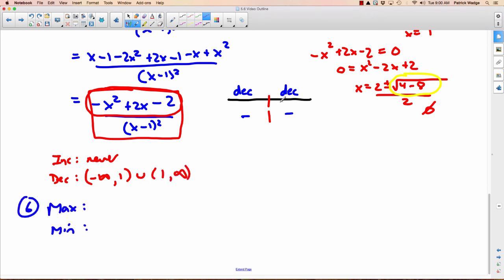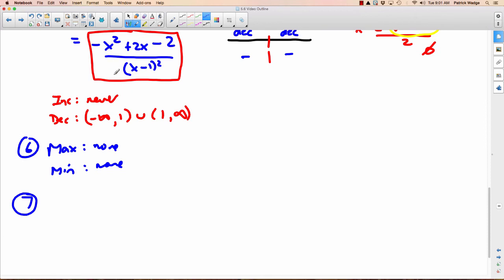Next thing we do is maximum minimum. Decrease, decrease, no change. There's no increase at all. There's no maximum. There's no minimum. Okay, time to take the second derivative of this boxed stuff right here. So y double prime, because this is what y prime equals, right?